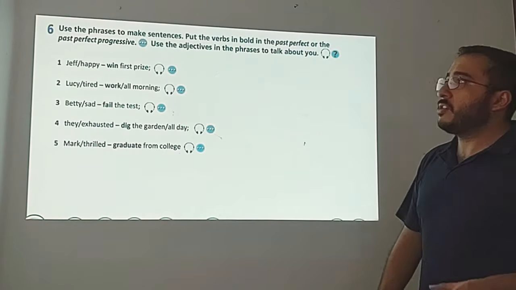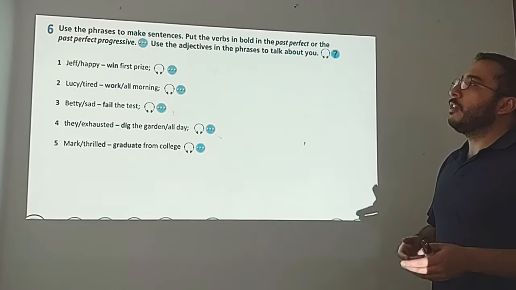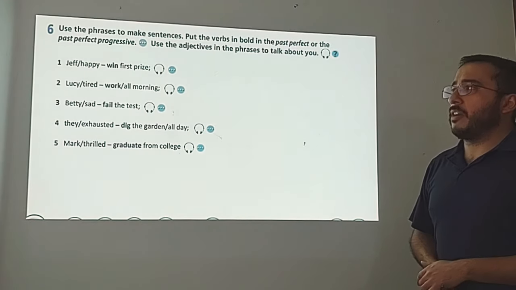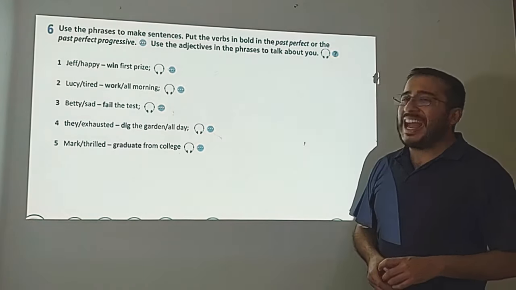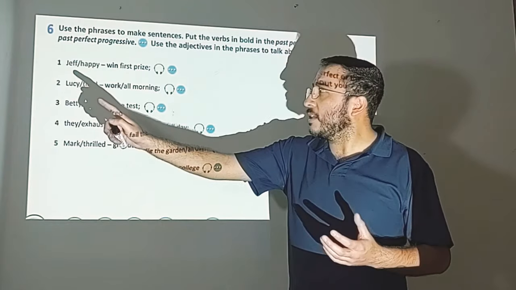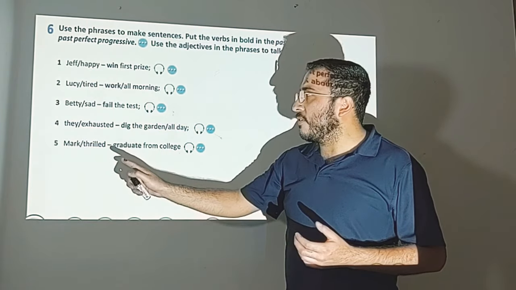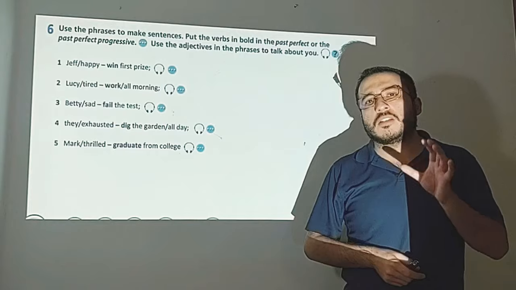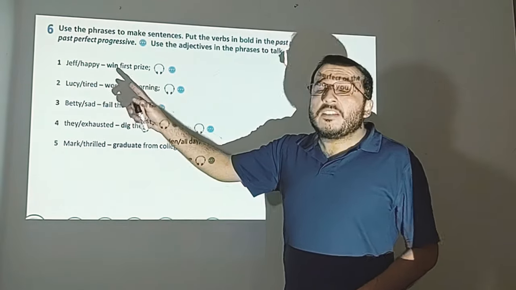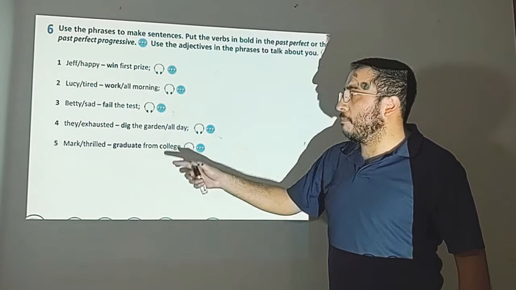Now, in case you haven't done it, pay attention. It says, use the phrases below to make sentences. Put the verbs in bold, los verbos en negritas. Put them in past perfect or past perfect progressive. The verbs are win, work, fail, dig, and graduate. And you need to link. I mean, they give you a subject, they give you an adjective, they give you these hyphens, estos guiones, you will change them in your sentences with the word because, okay? You will substitute the hyphens with because. And here the verbs, you will decide if the verbs are in past perfect or past perfect progressive, okay? And then they give you a complement.